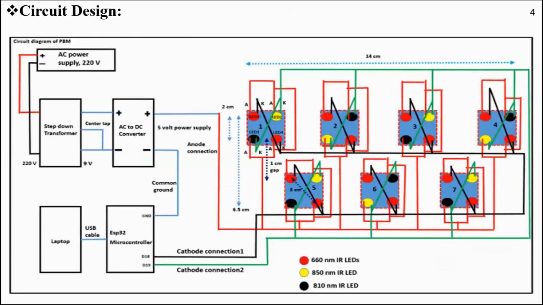So here is my circuit design. At first there is a 220 volt power supply, which is connected to a step-down transformer. The step-down transformer steps the voltage down from 220 to 9 volts. The 9 volts then connects to the AC to DC converter circuit, which I designed on a breadboard. Here I also used an IC 7805 voltage regulator, which converts the voltage to 5 volts. Then the power supply and 5 volts connect to my main PBM circuit. Here I use an ESP32 microcontroller for control purposes, and it is connected to a laptop for getting power.